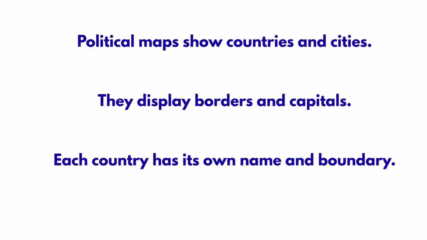Now why do we use political maps? Political maps show us the countries, their states, their cities and their borders rather than natural features. We use bright colors to distinguish different countries or regions. We can also mark capitals or the major cities. So what is the use of the political map? Learning countries, capitals, borders and political divisions.